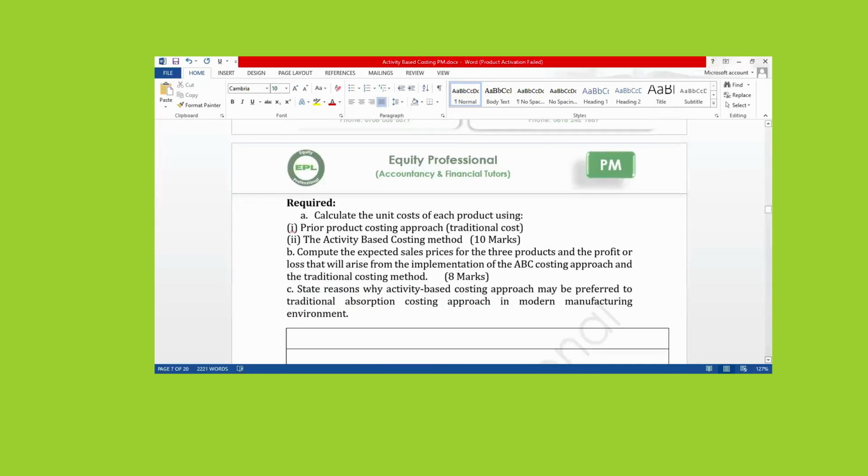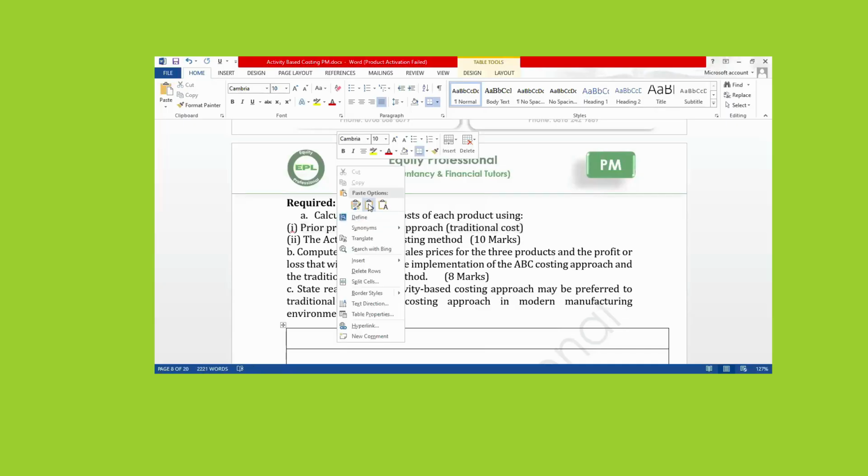Requirement A. Calculate the unit cost of each product using the prior product costing system, the traditional cost, and the activity-based costing method. All right. Calculate cost using the prior product costing.